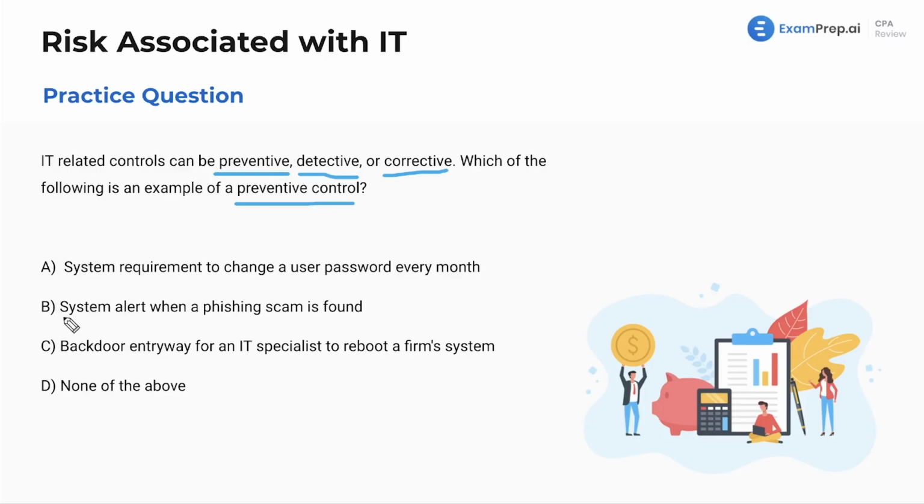Let's keep reading. System alert when a phishing scam is found. Well, when it's found it's already happened, so this would be detective. Not going to be letter B because that's detective.